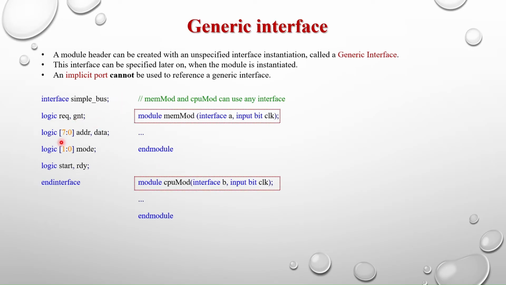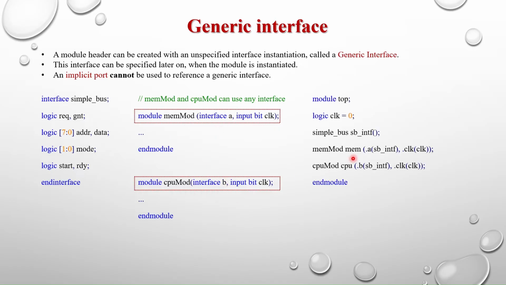This is the example interface I have. This is mem mode. Here I'm passing interface A, so I'm not passing simple bus A, I'm just using interface A and interface B. And in the top module, I'm declaring the interface and giving the name now, SB underscore interf, and with this name I'm passing dot A and clock. So here I know that okay, SB interface I'm using. Before that, CPU mode and mem mode don't know which interface they are using. So mem mode and CPU mode can use any interface. So this interface is called a generic interface.